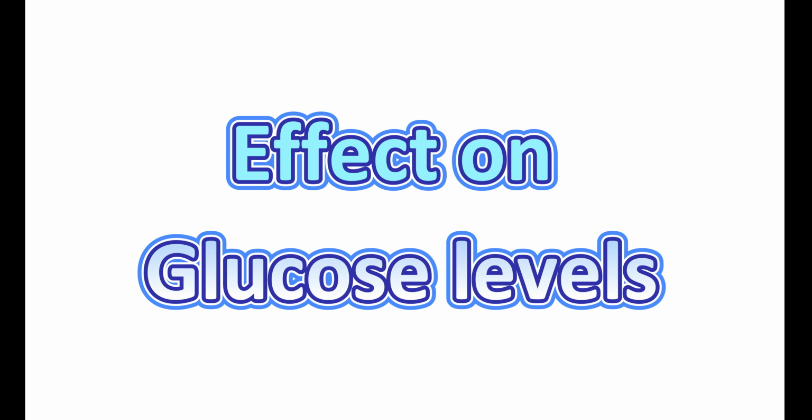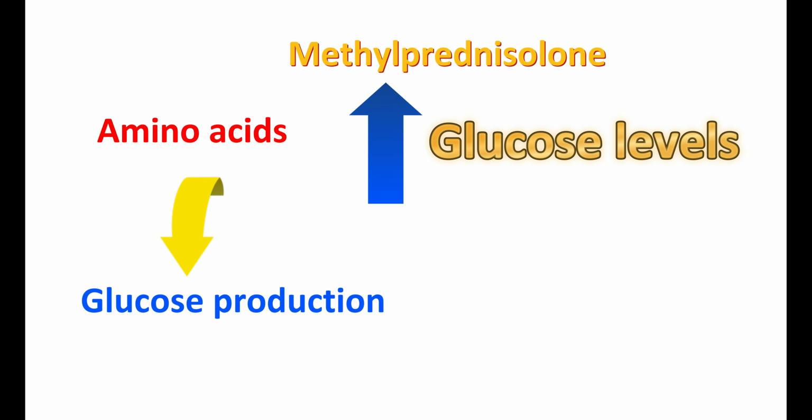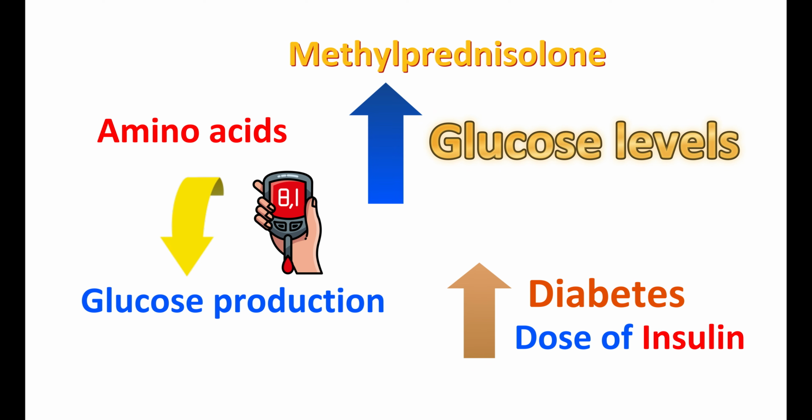Effect on glucose levels. Methylprednisolone can increase the glucose production from amino acids. This results in increased glucose levels. So, if you are using methylprednisolone for a longer time, better check your glucose levels regularly. In people with diabetes, an increased dose of insulin may be required to control glucose levels.